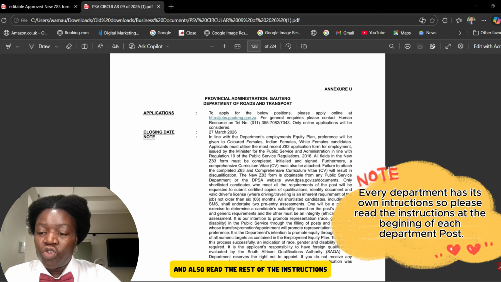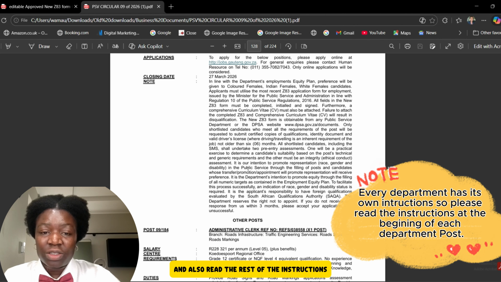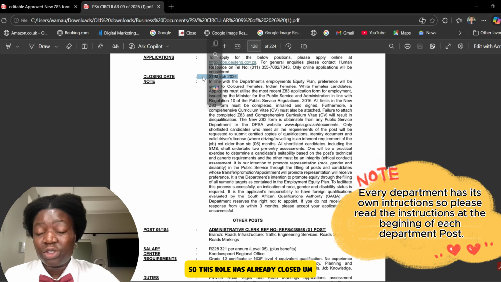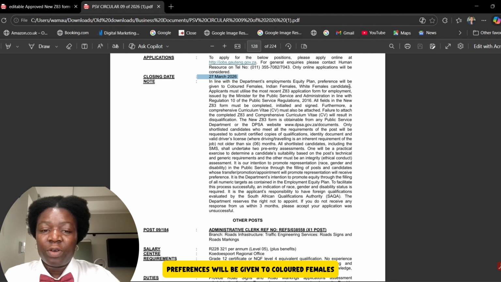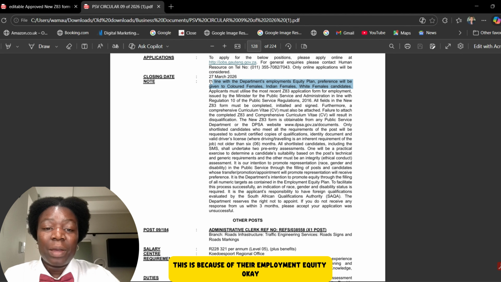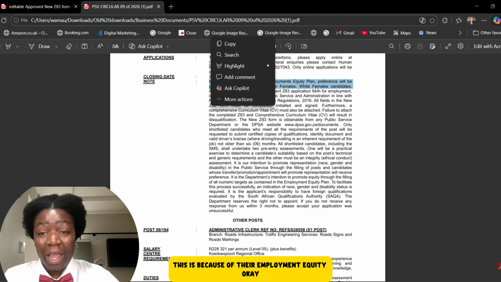And also read the rest of the instructions, like understand the closing date, right? So this role has already closed. I'm just using this as an example, right? In line with the department's employment equity plan, preferences will be given to coloured females, Indian females, white female candidates, right? This is because of their employment equity, okay?